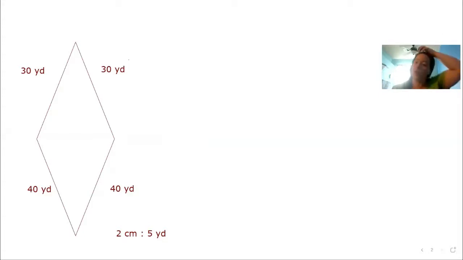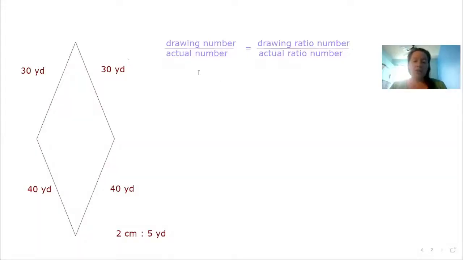So let me put our equation up again. Here is our equation for it. The drawing number over the actual number is equal to the drawing ratio number over the actual ratio number. So in order to solve this, we're going to do the 30 first. I do not know the drawing number. However, I do know the actual number. And I also know the drawing ratio number and the actual ratio number. So I can put in all of that information.